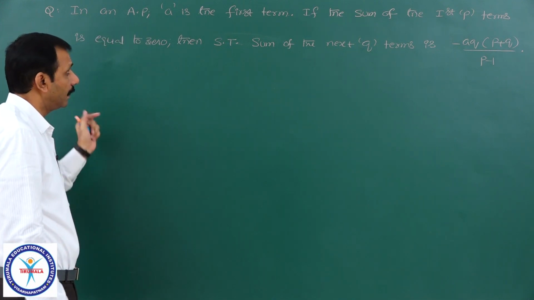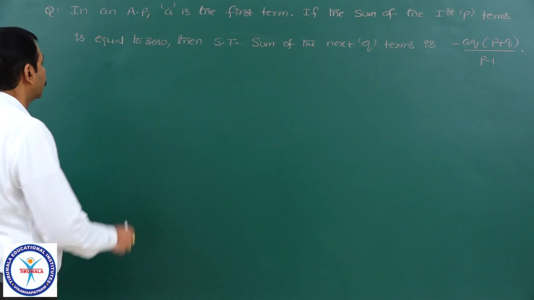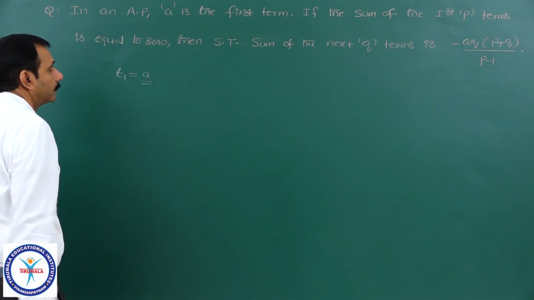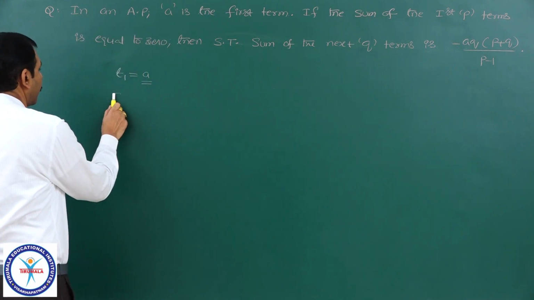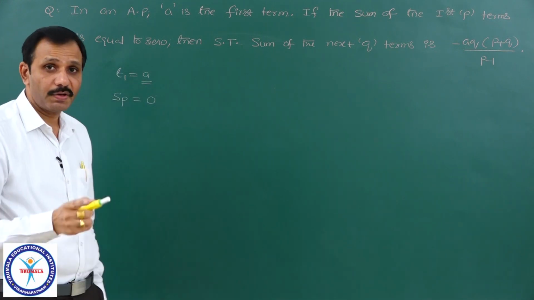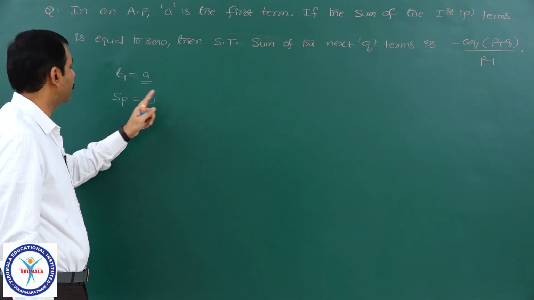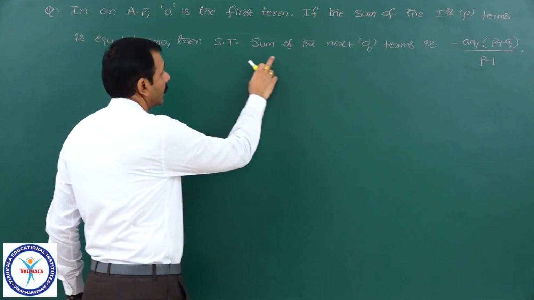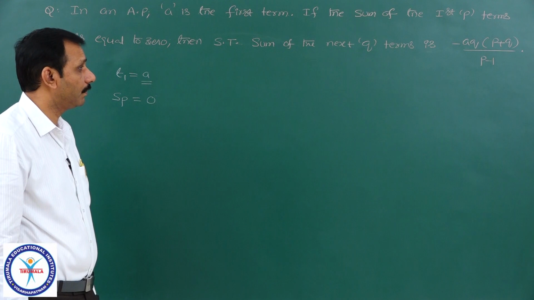Let us see what the meaning here is. It is an AP whose first term a is given. That is, if I take it as T1, T1 is equal to a. The sum of the first p terms, if I take the notation as Sp, Sp is given as 0. Because we know Sn means the sum of the first n terms. Sp is the sum of the first p terms, given that it is equal to 0. Then they are asking us to show that the sum of the next q terms is minus aq into (p plus q) by (p minus 1).